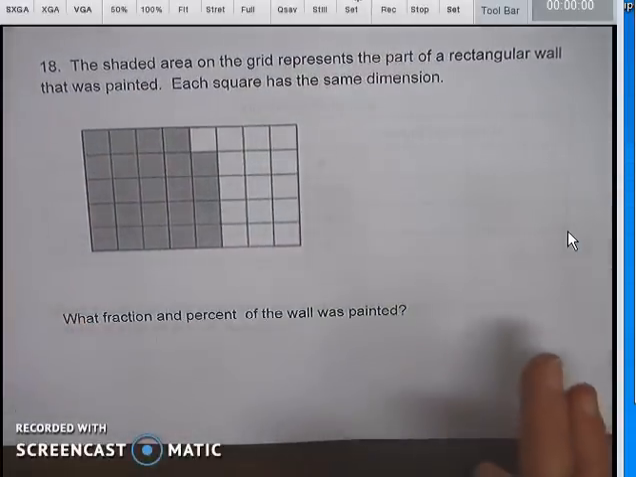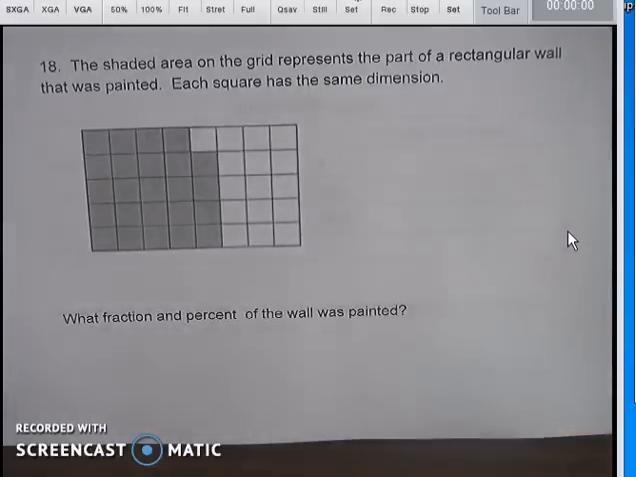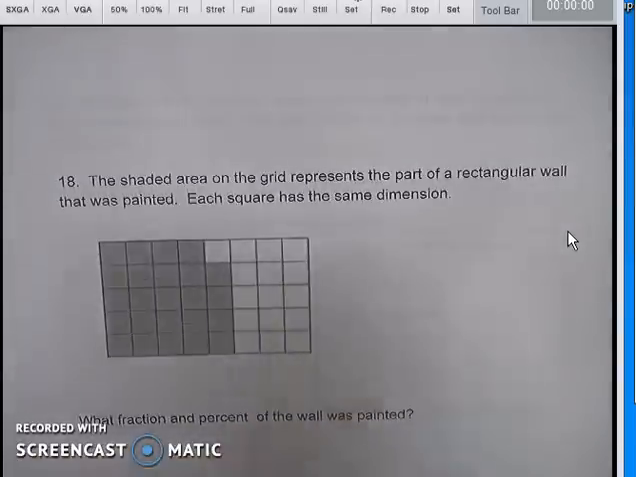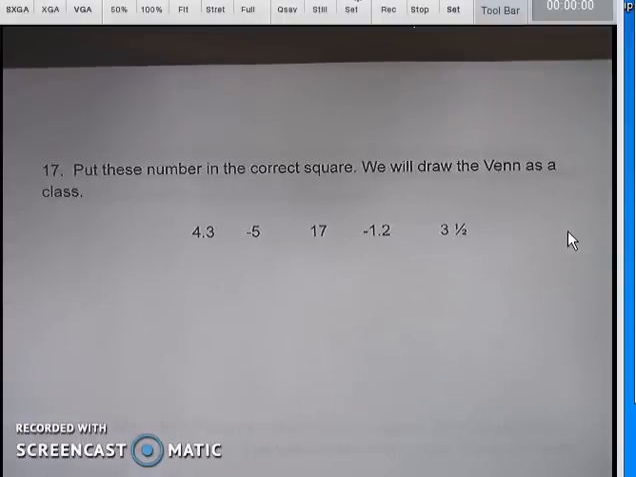Put these numbers in the correct square. We will draw the Venn as a class. Okay, so on your test, you're going to be given some numbers, and you're going to have to put them in the correct place on the Venn diagram. Our Venn diagram in our comp book is a circle, but this time on the test, it's a square. So that's perfectly fine. We can do a square just as easily as we can do a circle, so it's not a big deal. So we're going to draw this together.